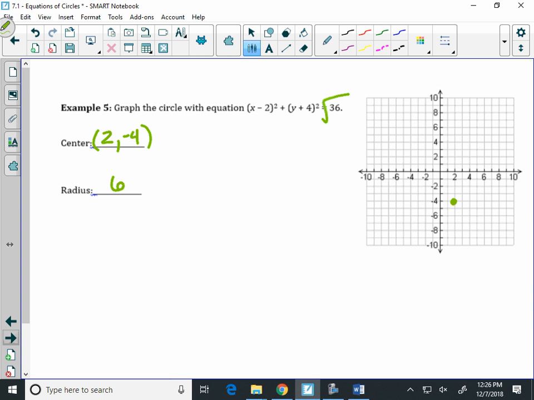So to graph, if you remember from doing dilations, you just start at the center and you count your radius in all 4 directions. 1, 2, 3, 4, 5, 6. You go right, up, 1, 2, 3, 4, 5, 6. Left, 1, 2, 3, 4, 5, 6. And down, 1, 2, 3, 4, 5, 6. Done. There's that circle graph.